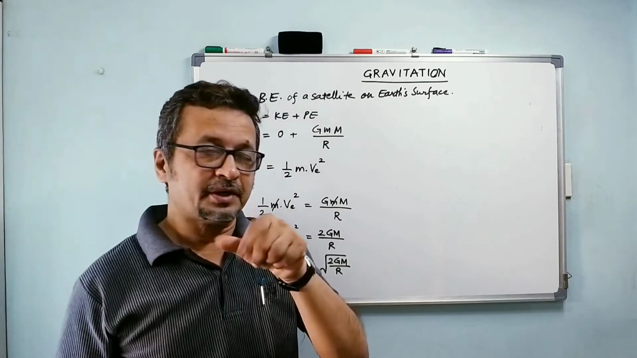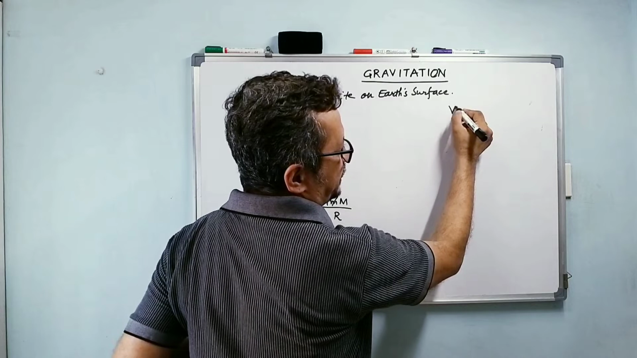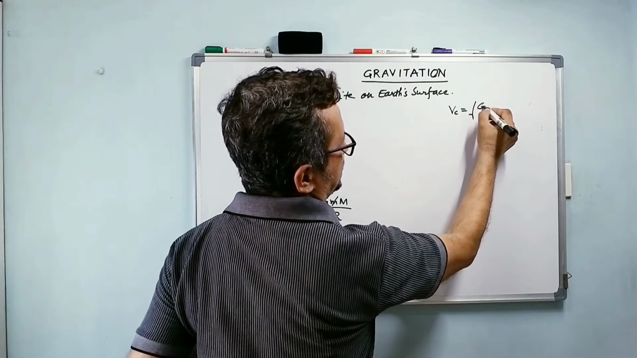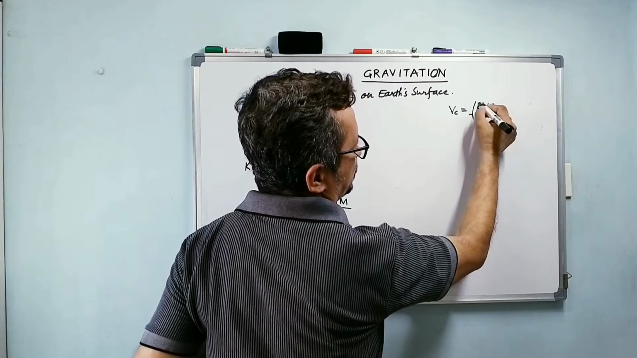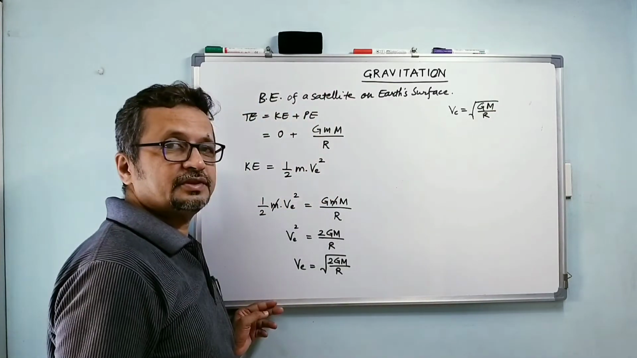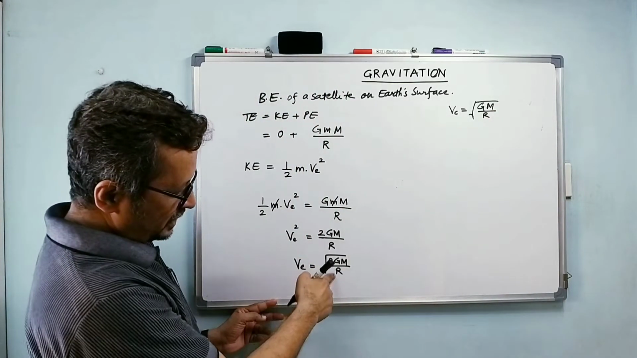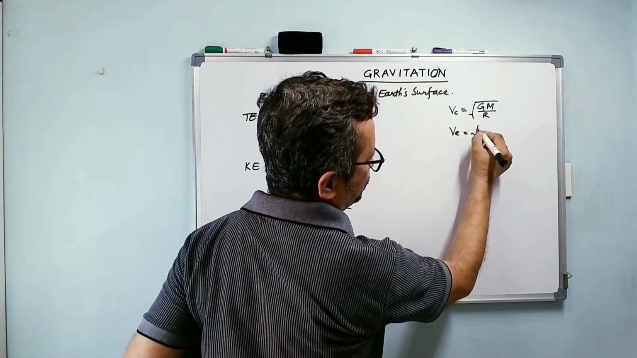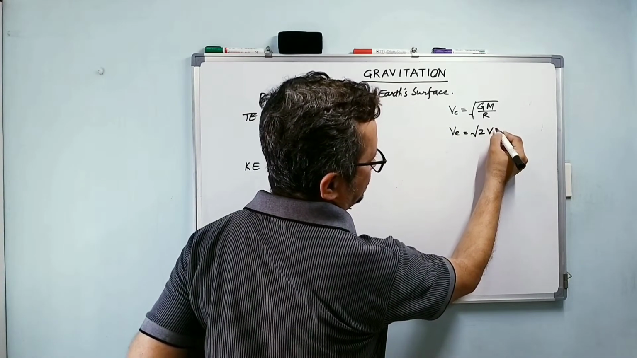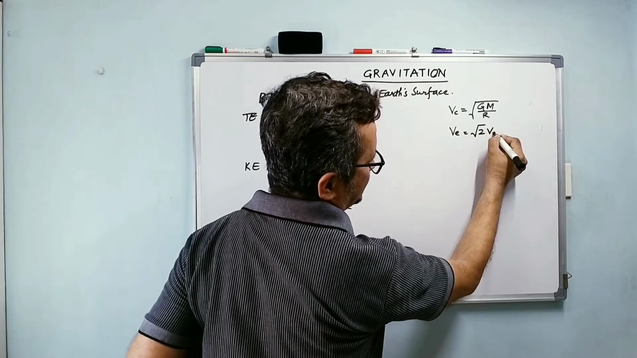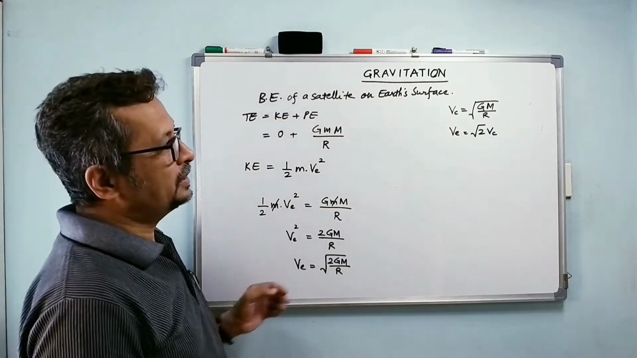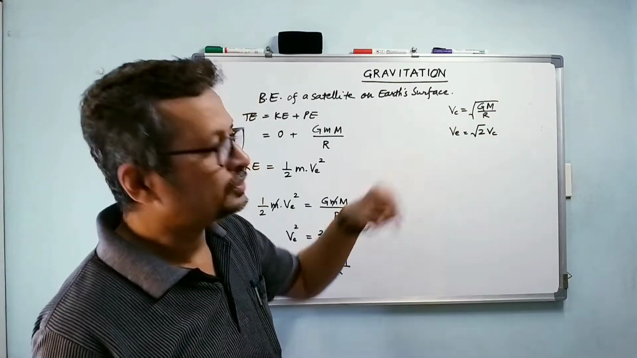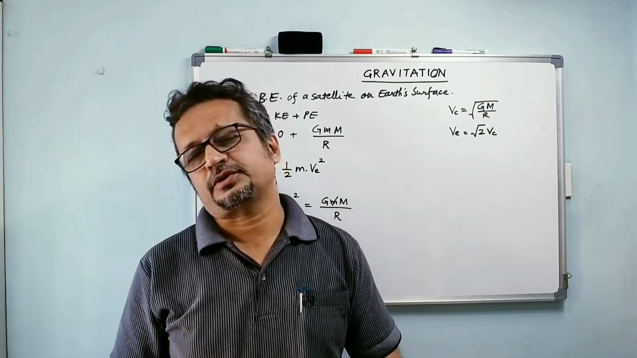Now you must be remembering that my orbital velocity vc, or critical velocity for that matter, is root over GM upon R for a satellite orbiting very close to Earth's surface. Here if you see, I can say that v escape is equal to root 2 times vc. Correct? So it is root 2 into root over GM upon R. So that is the expression for escape velocity.